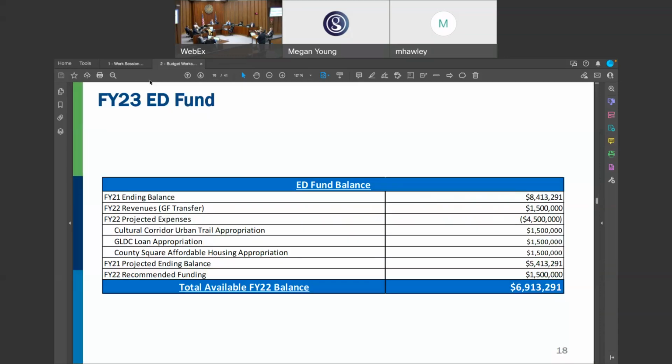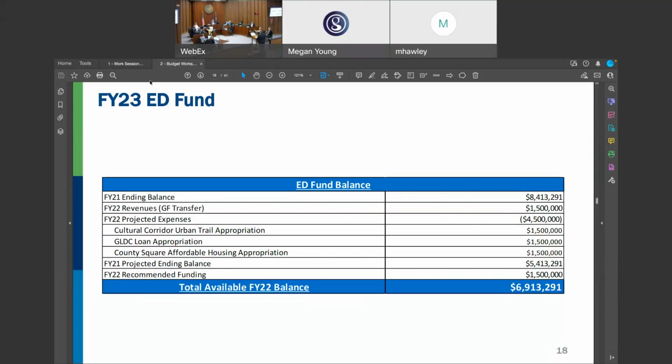So the last slide under the general funds is the ED fund. I referenced this in the CIP. This used to be our former TIF. And so over the last few years, as we wound down the TIFs, these monies have been transferred to the general fund. And we set aside a certain portion of those for investment in our ED fund.